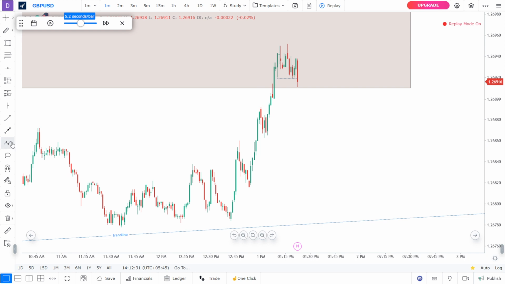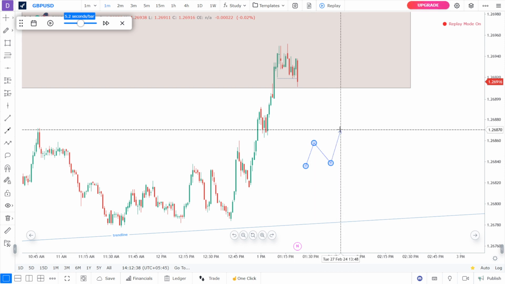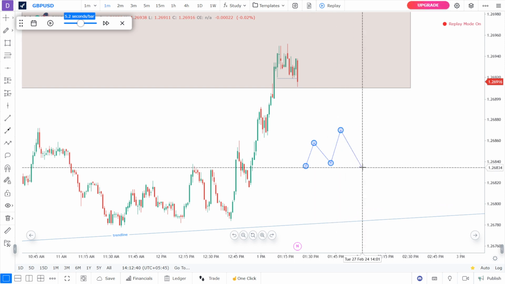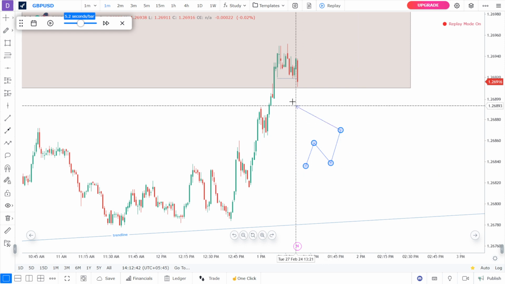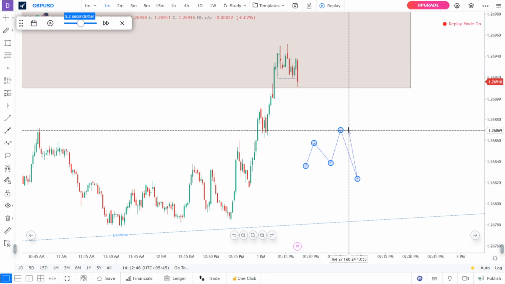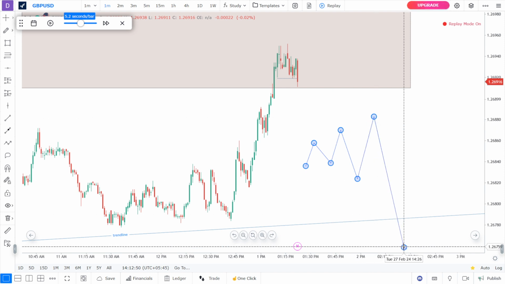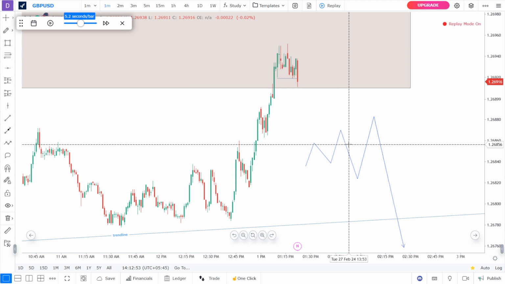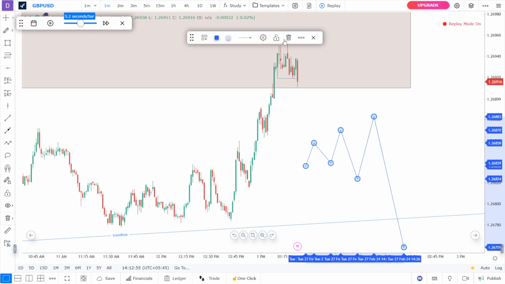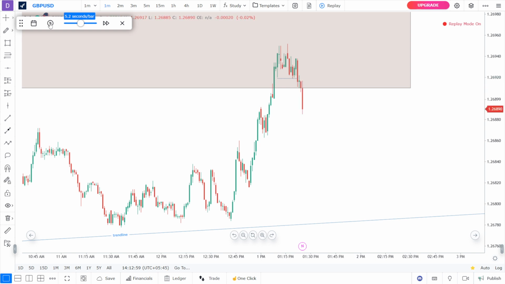So what I'm looking for, based on my entry criteria, is something like this. I want the price to first fake the break of structure to the low. Now I want the price to break above this high. Then there I look for a sell, targeting all the way down here. So this is what I'm looking for. You can use your own entry method, backtest it, and collect the data. So I want the price to go higher than that.